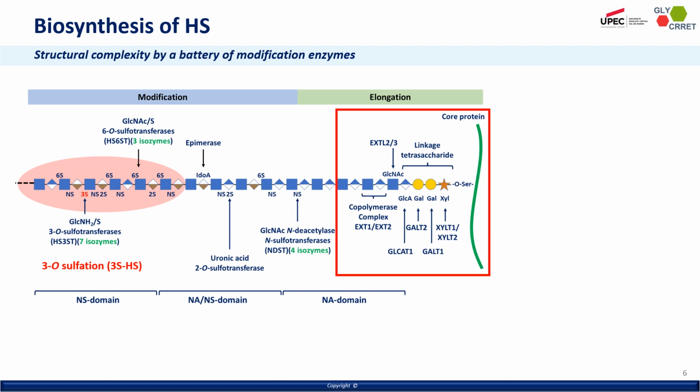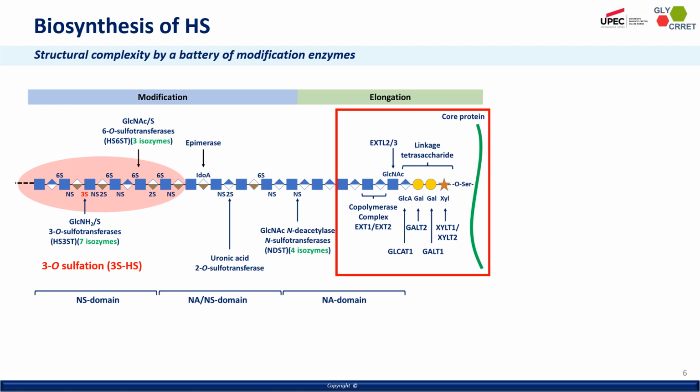We can have the NDSTs, which give N-deacetylation and N-sulfation. We can have the epimerase. Epimerization occurs with a conversion of glucuronic acid into iduronic acid. And then we can have, at different positions in the chain, sulfation at the 2-O, 6-O, and 3-O positions by different sulfotransferases. The heparan sulfate chain can be divided into different domains.